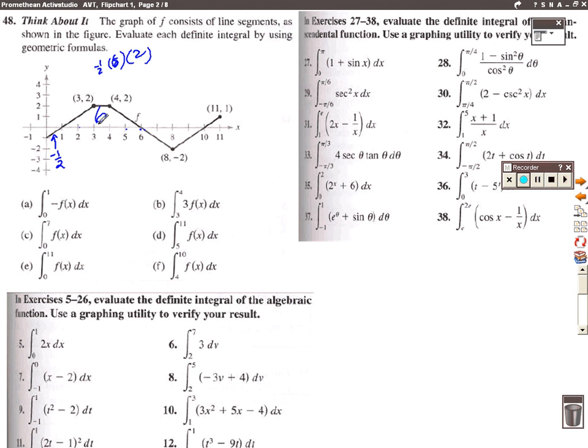I just found the area of a trapezoid. You can break it up however you wish. Here I have a triangle, 1, 2, 3, 4, times 2 is 8, half of 8. The area is negative, so I get negative 4. And this little triangle right here has an area of positive 1/2. And from there, you can answer the questions. I think you can see what to do from here.